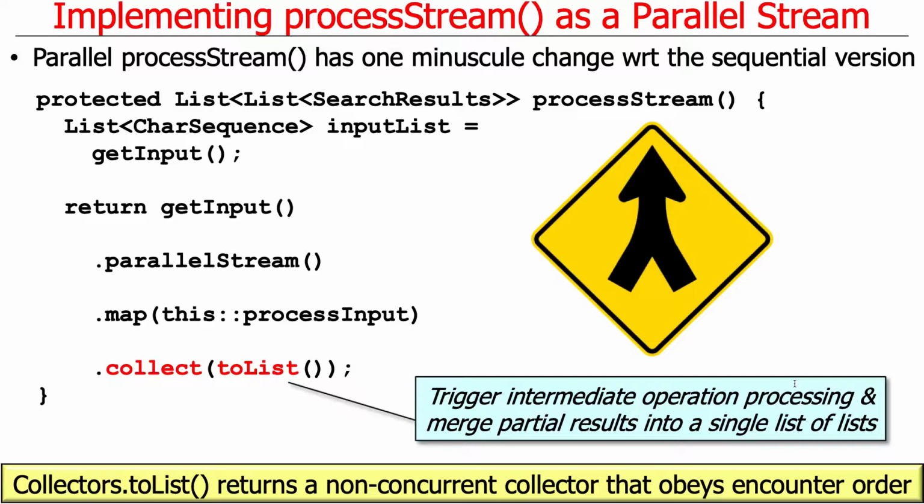And here's the key thing. It'll merge the partial results into a single list of search results. And as I mentioned before, collectors toList, which is this method here, returns a non-concurrent collector that will obey the encounter order. So it'll end up with an array list of results in the encounter order, whatever the order the plays of Shakespeare were given will be the same order that they come back here.